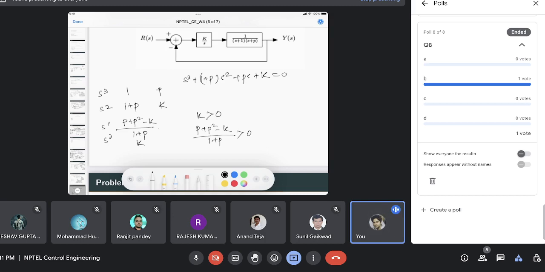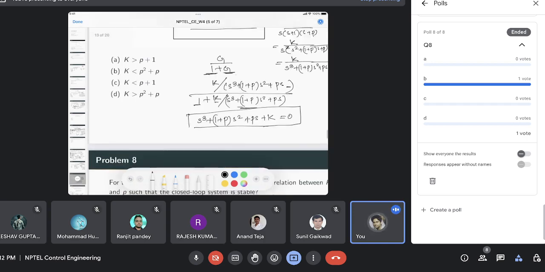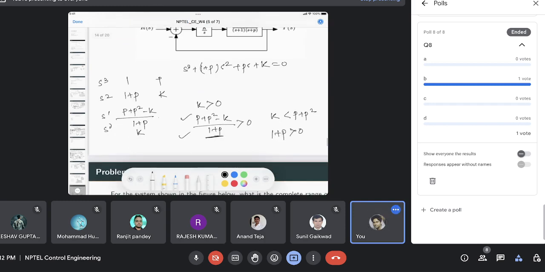Okay, so that means k should be less than p plus p square. And also one condition you need, which I have not put, that is 1 plus p should also be positive, right? Because then only these two terms will be positive. I think in the options I have not put it, but that condition you also need. 1 plus p should be greater than 0. Otherwise, if the numerator is positive and the denominator is negative, then you see that this term will be negative, right?